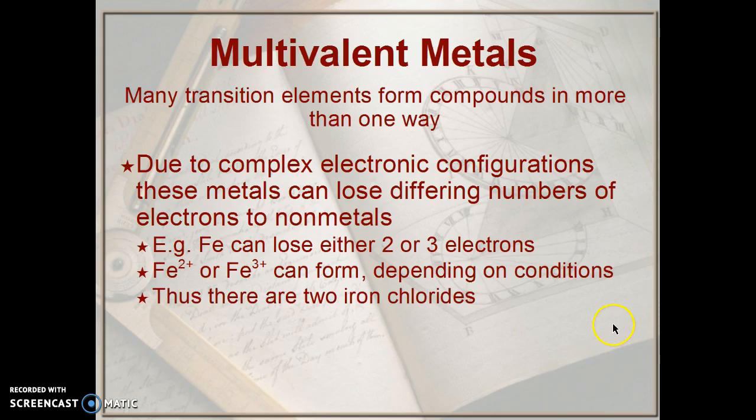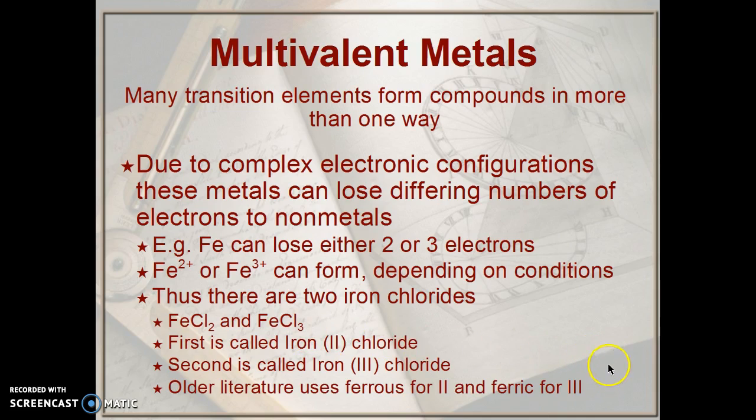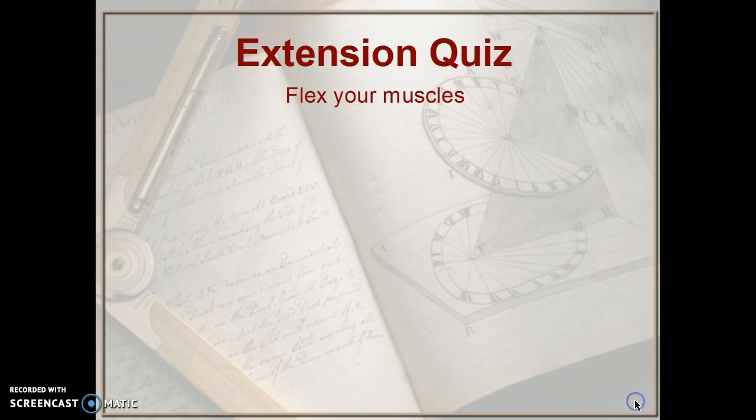So there are 2 iron chlorides, FeCl2 and FeCl3. We call the first one iron(II) chloride and the second one iron(III) chloride. So the Roman numeral tells us the valence or combining capacity of the transition metal. Older literature, however, calls the lower valence ferrous and the higher valence ferric. Sometimes you still see that in literature.